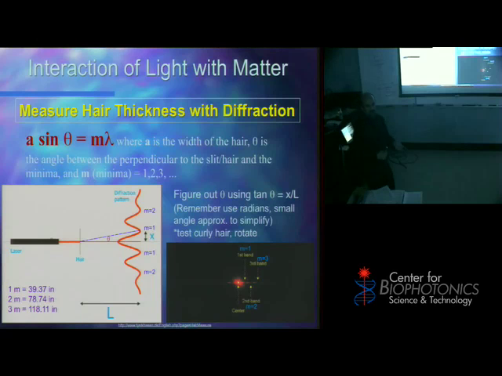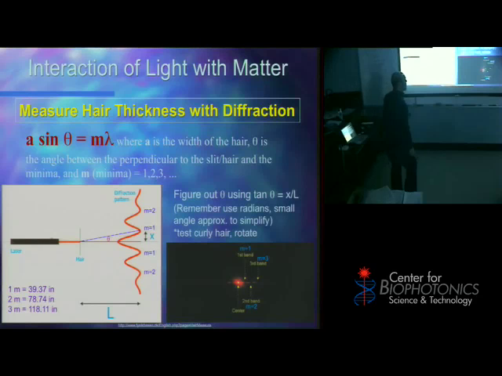So, why can we measure hair thickness using diffraction? Lasers give out electromagnetic radiation, visible light in this case. Photons behave as both particles and waves. We're taking advantage of the wave properties of photons to figure out, using diffraction, the thickness of your hair.